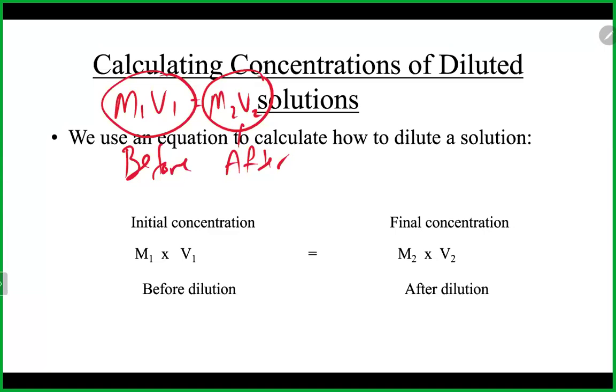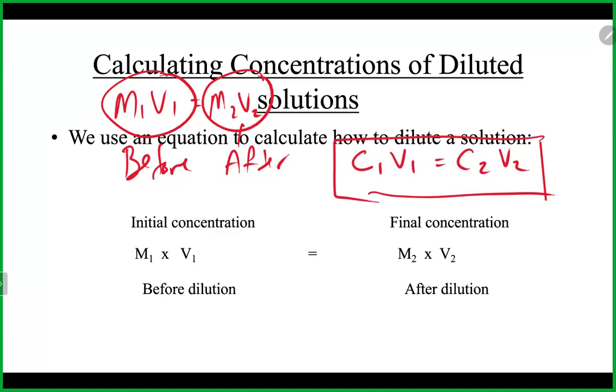So a more generic one that people kind of put in books these days is C1V1 equals C2V2. In this case, the C is just generic for concentration. So technically speaking, you could put any concentration unit you want in there. You could use molarity, you could use percent mass to mass, you could use whatever you want, as long as they are both on the same side.